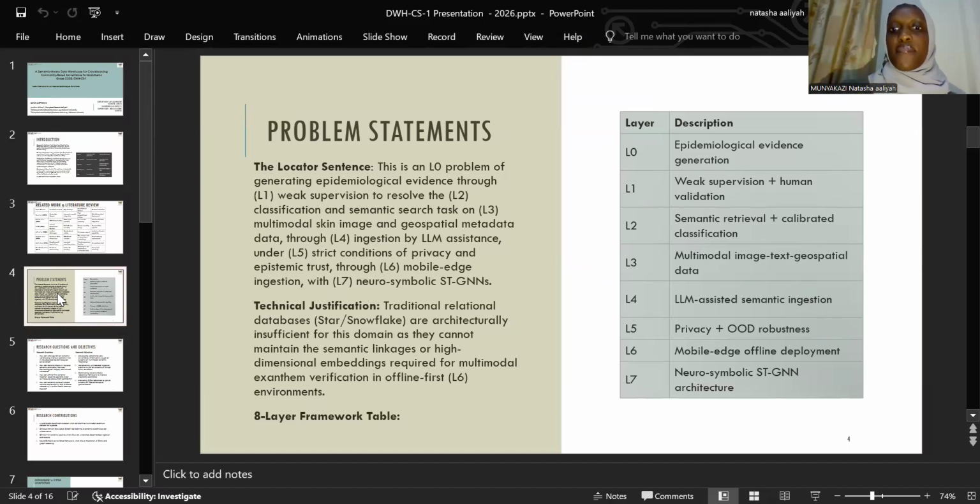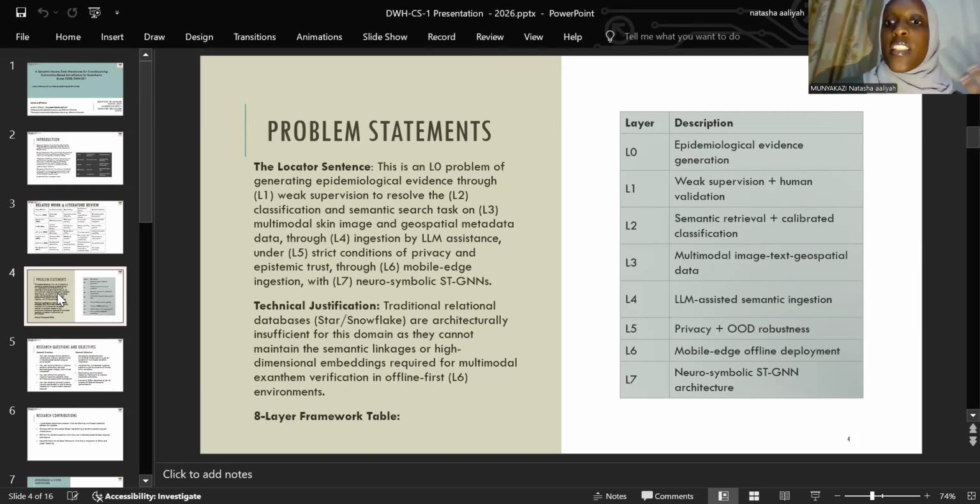So basically, what are our problem statements? The computational problem was structured using an 8-layer locator framework. At layer 0, the main task is epidemiological evidence generation. The system then uses weak supervision and human validation to support semantic retrieval and disease classification. The data itself is multimodal, meaning it includes images, text, and geospatial metadata.